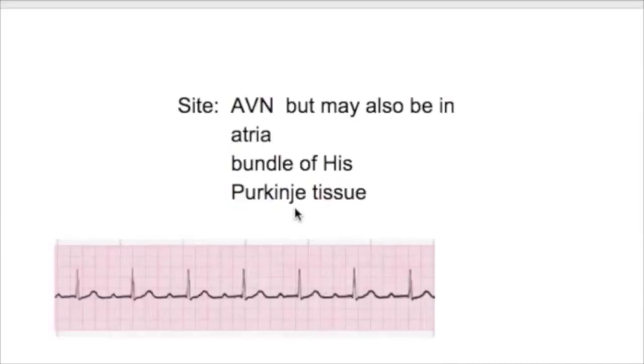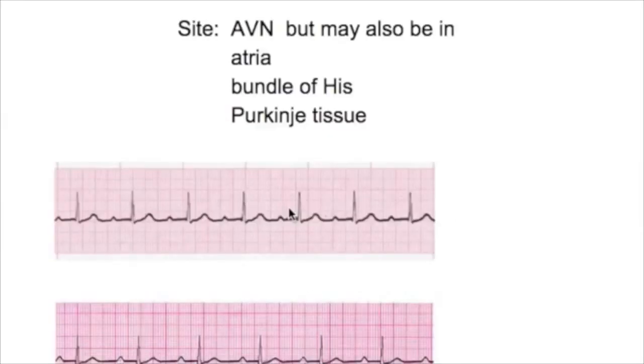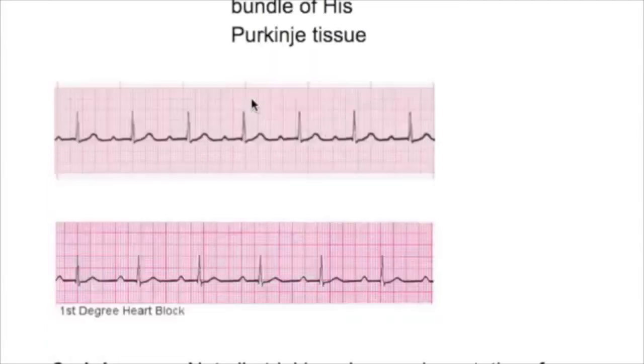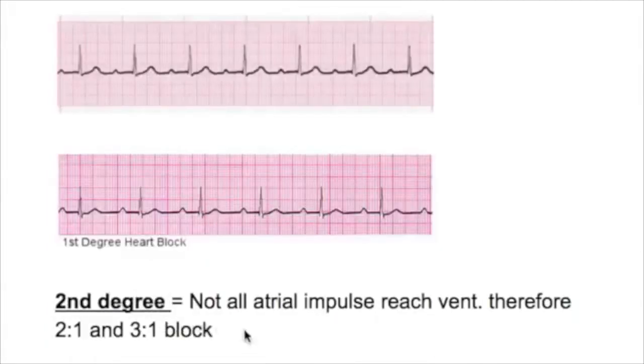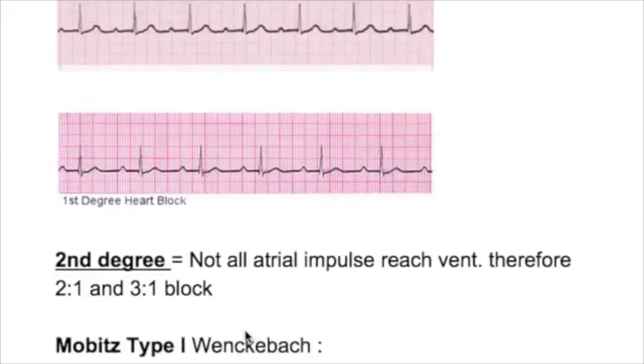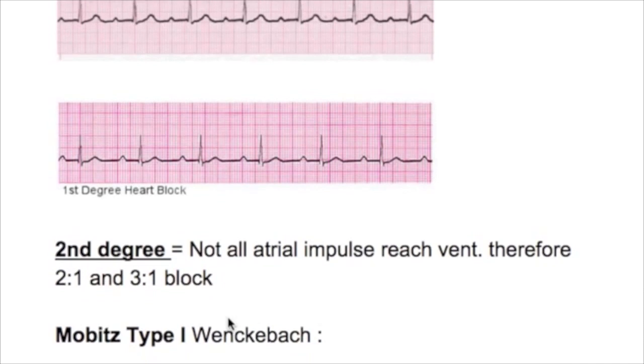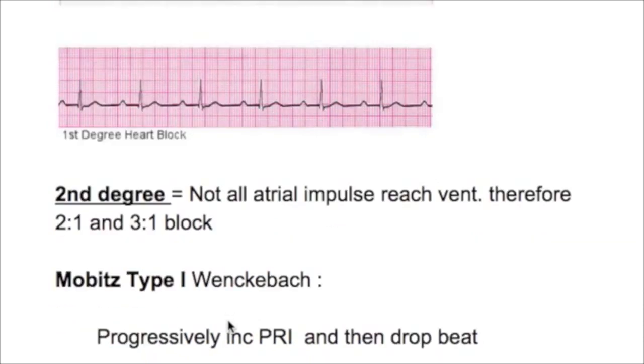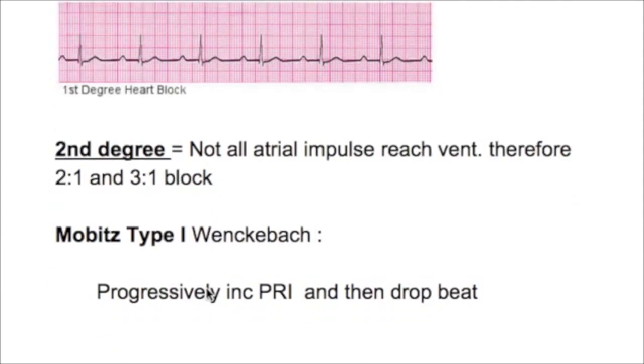So what is the site of block in a first degree block? The site of block is usually in the AV node, but it may also occur in atria, bundle of His, and the Purkinje tissues. In a second degree block, not all impulses reach the ventricles. Therefore, there is a 2:1 or a 3:1 block. There are two types of the second degree block: Mobitz type 1 or Wenckebach's, and a Mobitz type 2 block.